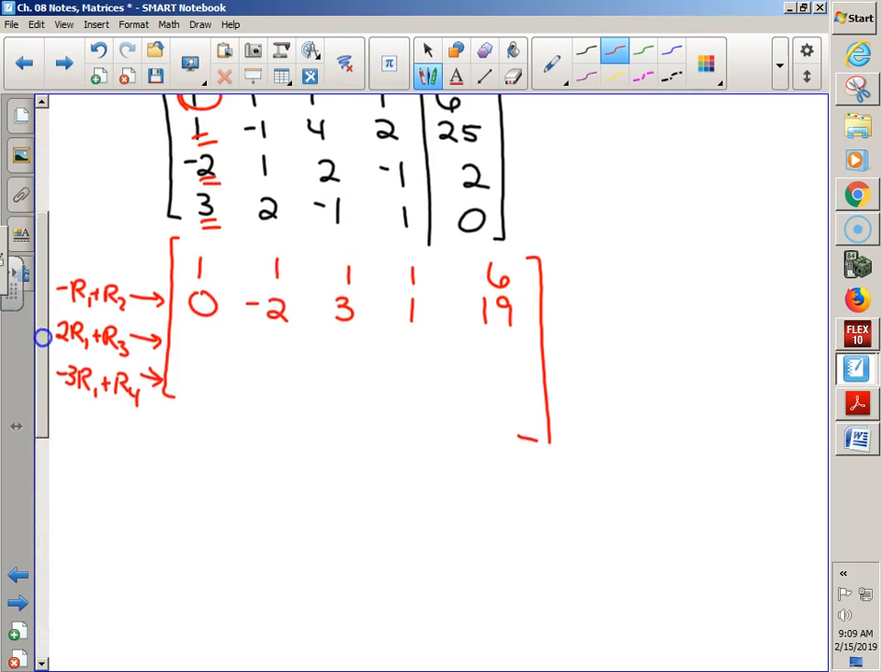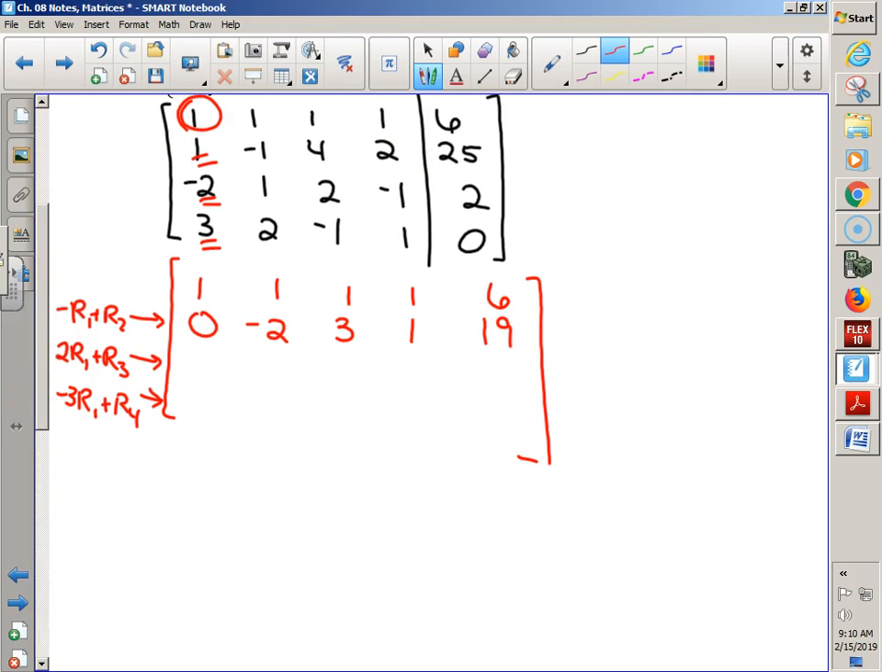Oh, sorry, we need to see this matrix in order to keep going. So then as we go to this one, 2 times row 1. 2 times 1 is 2, minus 2 is 0. 2 times 1 is 2, plus 1 is 3. 2 times 1 is 2, plus 2 is 4. 2 times 1 is 2, minus 1 is 1. 2 times 6 is 12, plus 2 is 14. Double check my math. Let me know if something doesn't measure up.